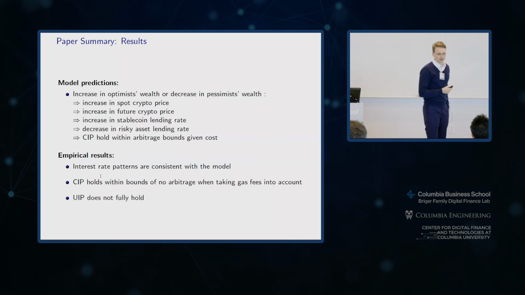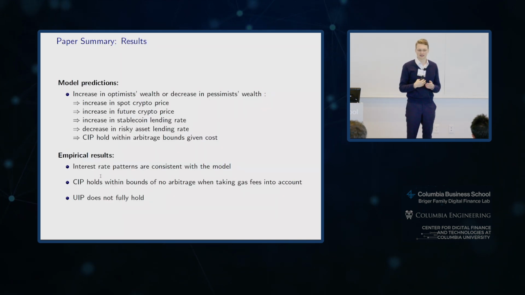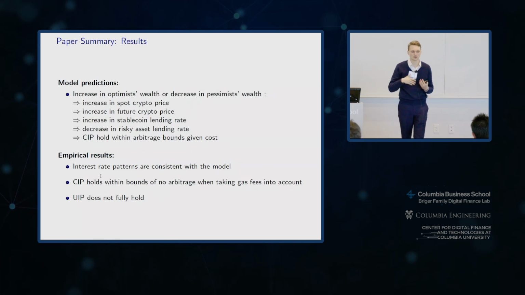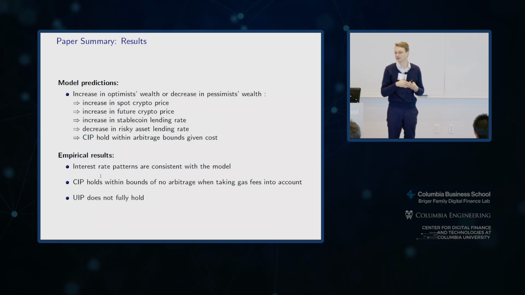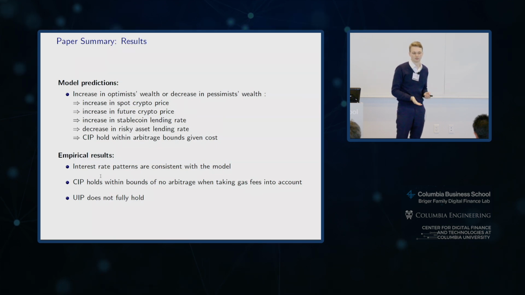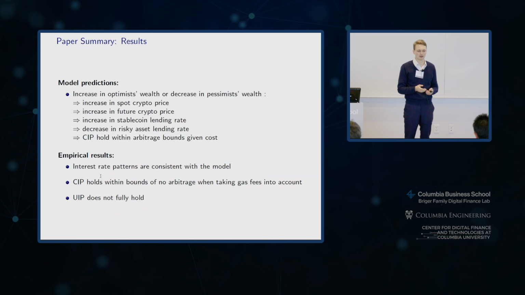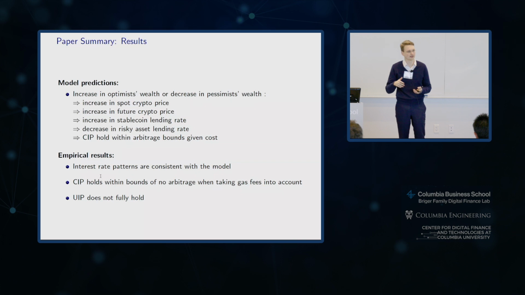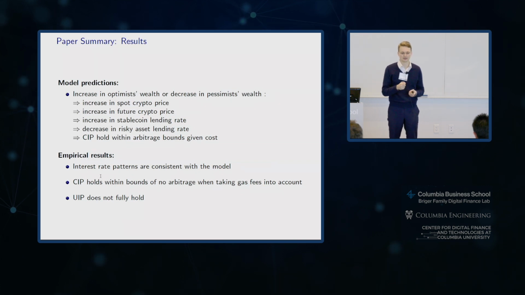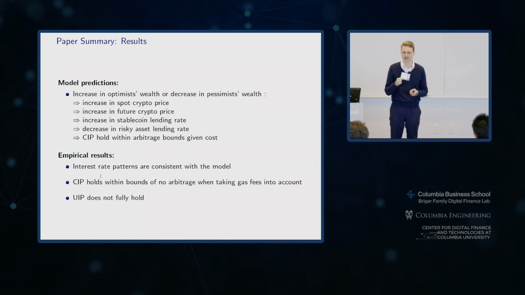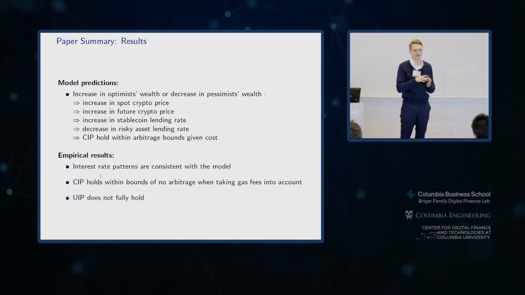All right. Okay. So the model really has, I think, five main predictions. The five predictions are that if you have this increase in optimist wealth or this decrease in pessimist wealth or just pessimism in general, then you're going to end up with an increase in the spot risky cryptocurrency price. You're going to end up with an increase in the future cryptocurrency price as well, if markets are somewhat integrated. At the same time, you're going to have an increase in the stablecoin lending rate, and a decrease in the risky asset lending rate. And then there's also this condition that CIP should hold within the bound of arbitrage.